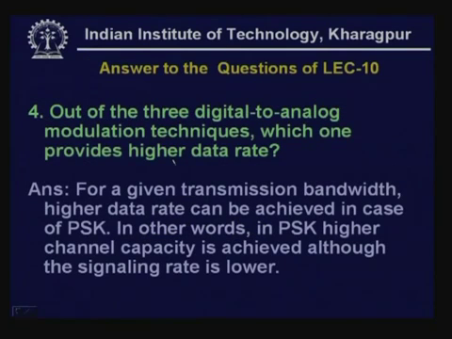Fourth question was, out of the 3 digital to analog modulation techniques, which one provides higher data rate? Answer is, for a given transmission bandwidth, a higher data rate can be achieved in case of PSK. In other words, in PSK, higher channel capacity is achieved, although the signaling rate is lower. So, that is the end of all the questions.